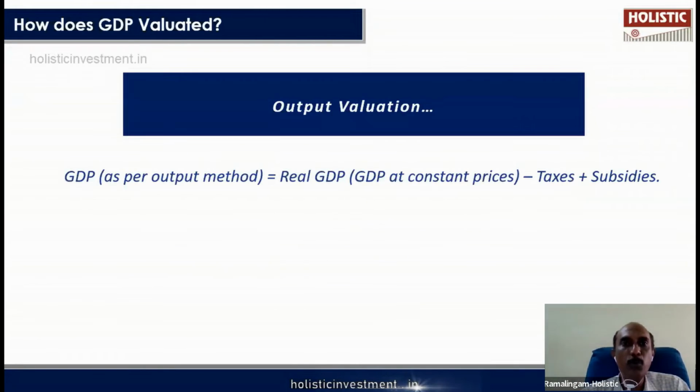The formula for the output valuation method is GDP as per output method, then real GDP, GDP at constant prices, minus taxes plus subsidies. This is the total output valuation method GDP calculation.